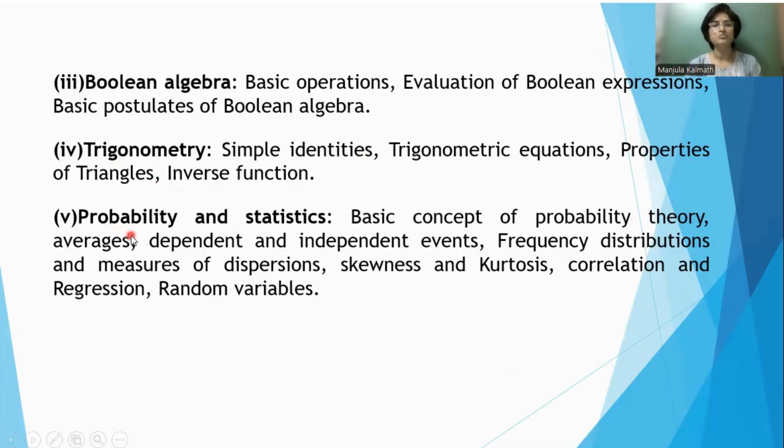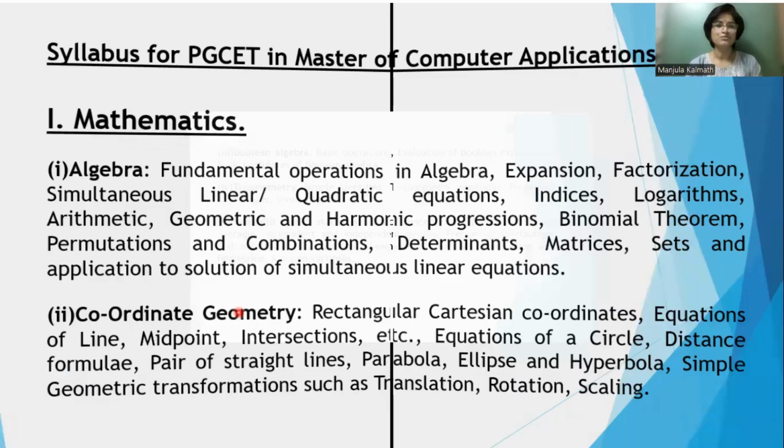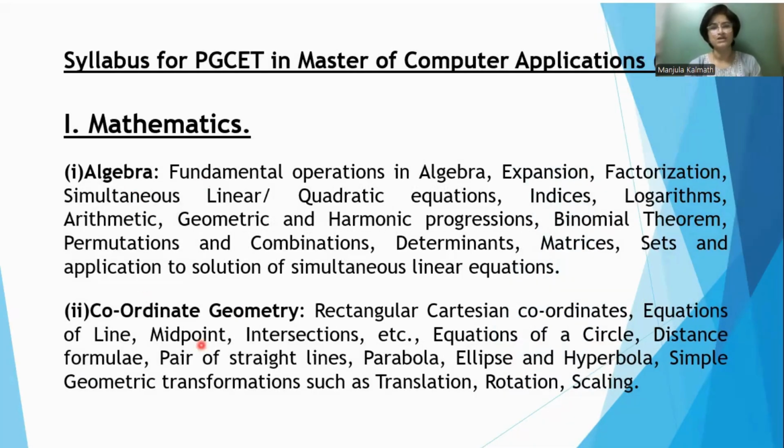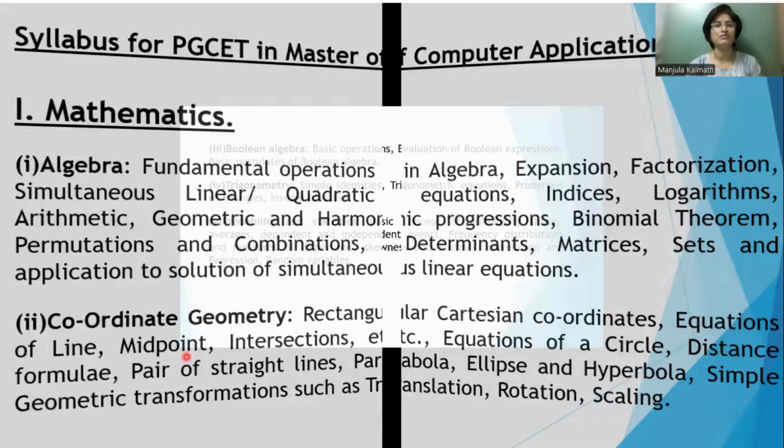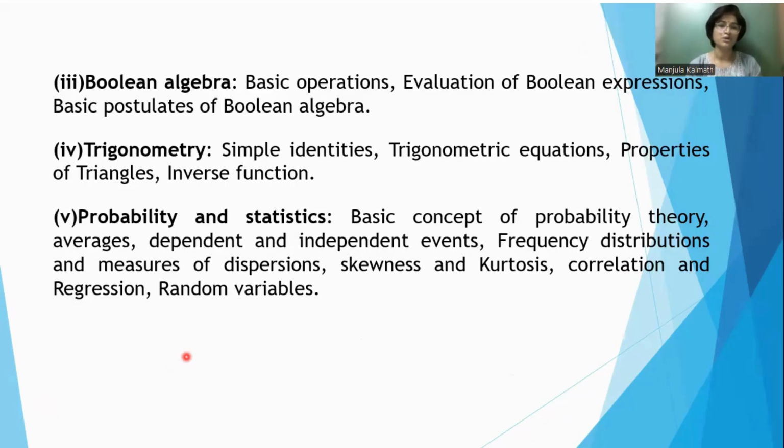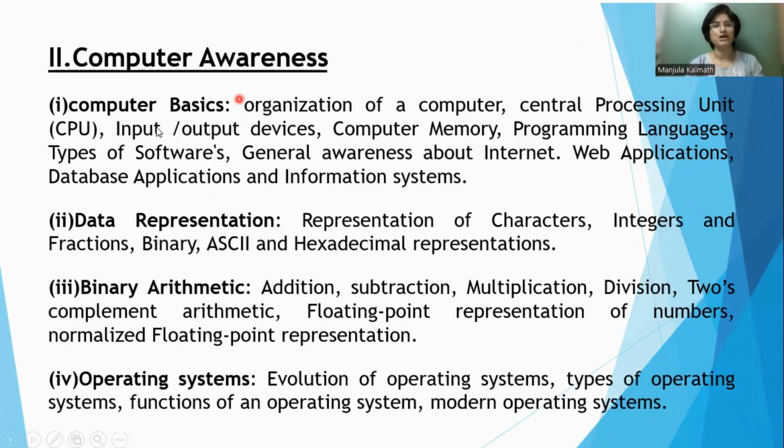And the last one is probability and statistics. Basic concept of probability, theory, averages, dependent and independent events, frequency distribution, and measures of dispersion, skewness, and kurtosis, correlation, and regression, random variables. So here I can discuss some of the algebra as well as coordinate geometry, Boolean algebra, trigonometry, probability and statistics.